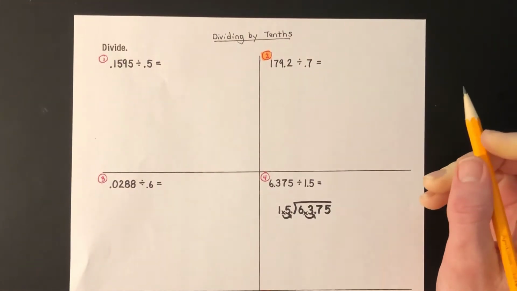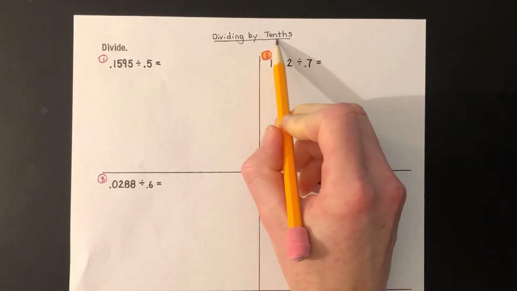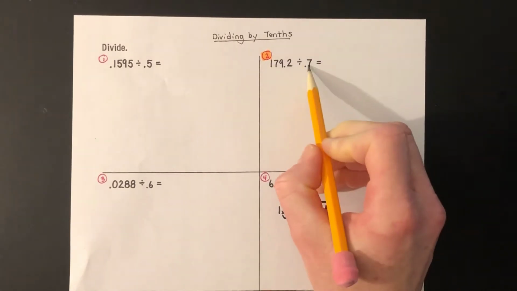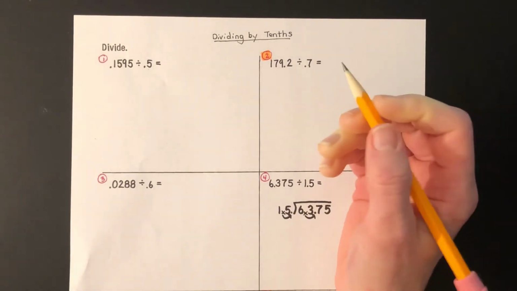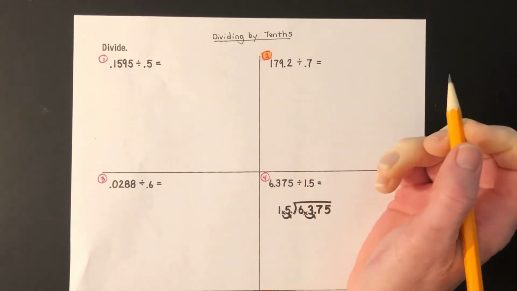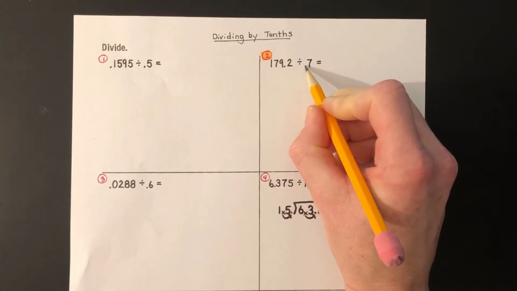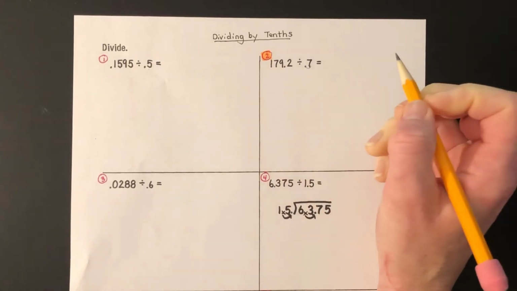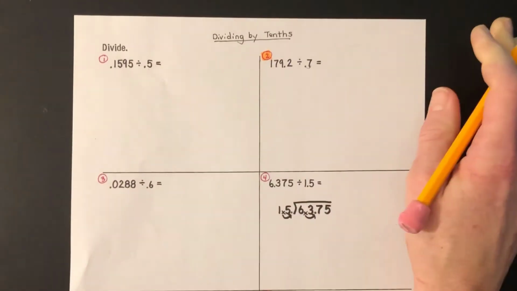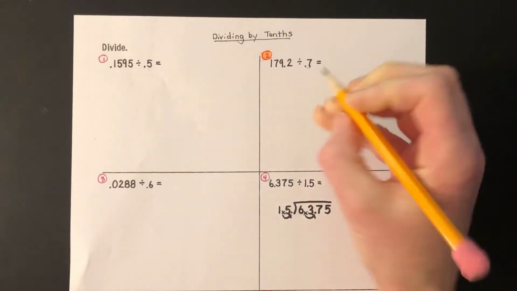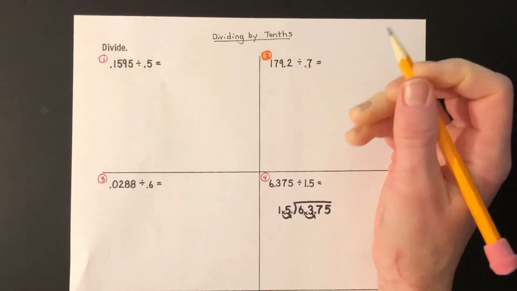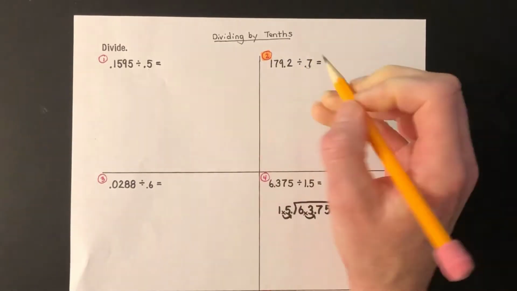Notice the title, Dividing by Tenths. That tells you that every one of the divisors is in the 10th place, which means you will have to move the decimal one time on all of these. This is a whole page of moving the decimal one time. So let's begin. Number 2.